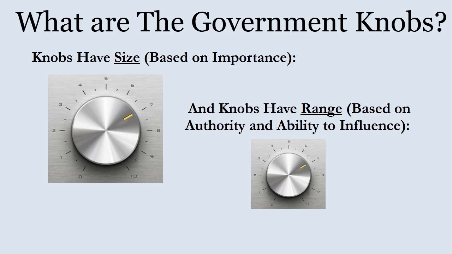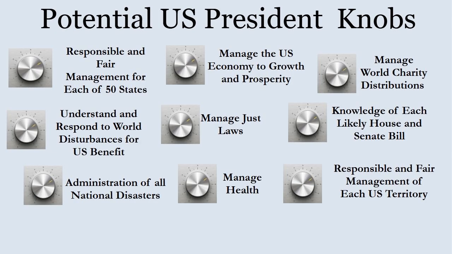Next, I will go through a partial list of presidential knobs as an example of what could be put into the model. This is a fairly large list, and I don't think I need to go through each one, but I will discuss some of the important ones as an example. The first example is "manage the U.S. economy to growth and prosperity." Let me give you an example of how Joe Biden used this. Joe Biden inherited an economy that an extremely high percentage of economists predicted would go into recession.